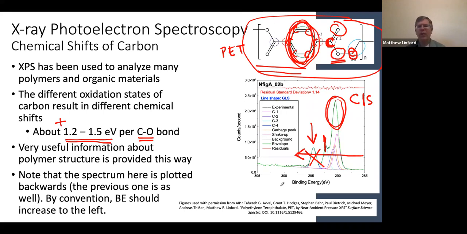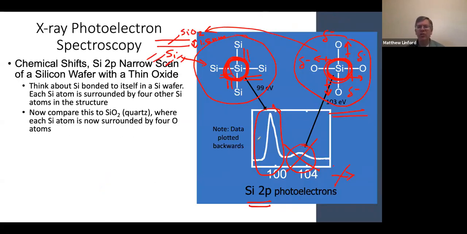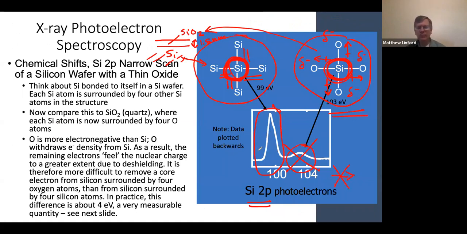So ignore that comment. That doesn't need to be there. This spectrum is actually not plotted backwards. I'm sorry, I had a different spectrum here originally. So this one's actually okay. You do plot binding energy going to the left. Although, let me back up and say, this one is plotted backwards, and I apologize for that. This one should have been plotted the other way. This is not that huge of a deal, but there is a convention that says binding energy should be plotted increasing to the left.